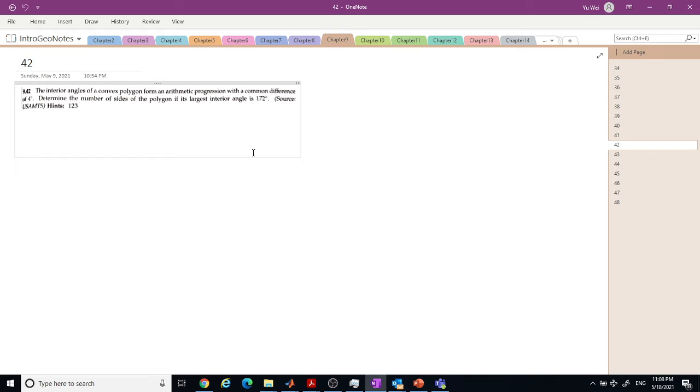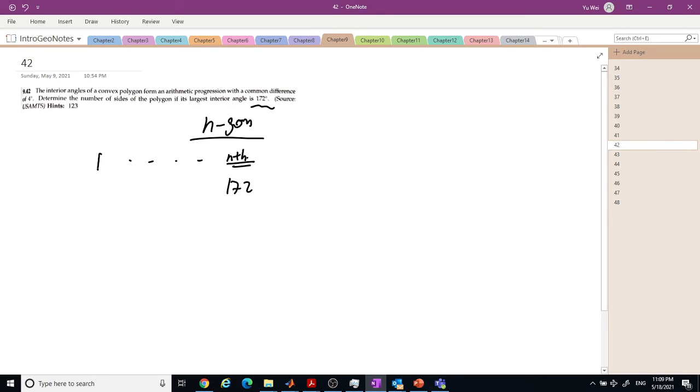The interior angles of a convex polygon form an arithmetic progression with a common difference of 4 degrees. We want the number of sides of the polygon if the largest angle is 172. Let's say it's an n-gon, and the largest angle is 172. This is the nth angle, so the first angle will be 172 minus (n minus 1) times 4.